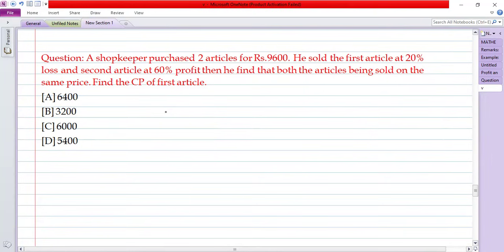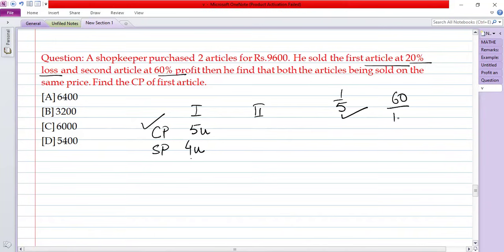So once again, one more question of the same type. So here first article, second article. Here it is CP, here it is SP. So here the first article at 20% loss. So what is the meaning of 20%? Means 1 by 5. Means if 5 is the cost price of first article, selling price must be 4. 5 unit and 4 unit. And for second article, 60% profit. So 60% profit means here it will be 3 by 5.